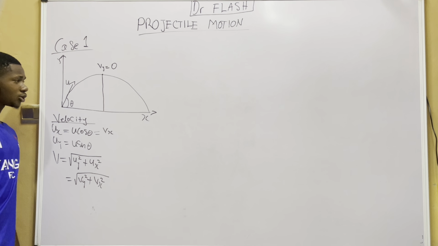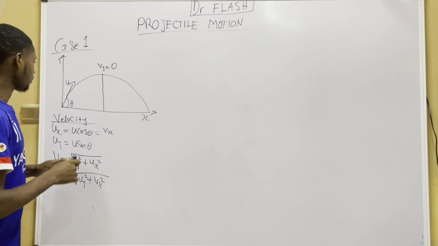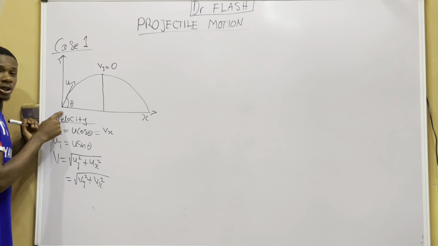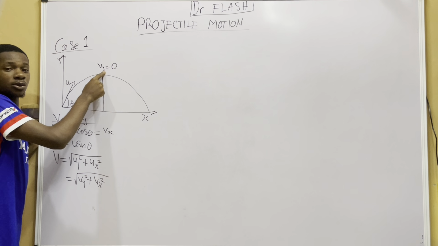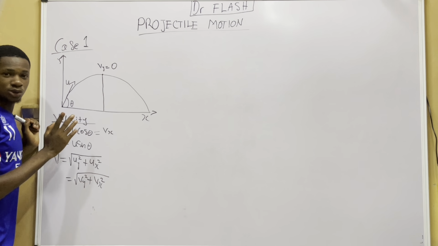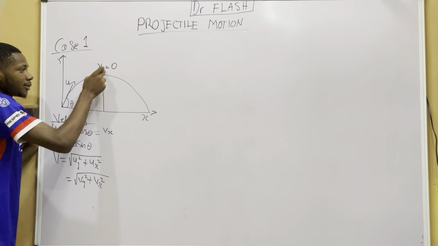Now, the next thing we're going to talk about is the time. The time we're going to discuss first is the time it will take for the projectile to travel from this point of displacement, this origin, down to the highest point, this apex. From this point down to this point. So from here to here, we need the time it will take the body to travel.